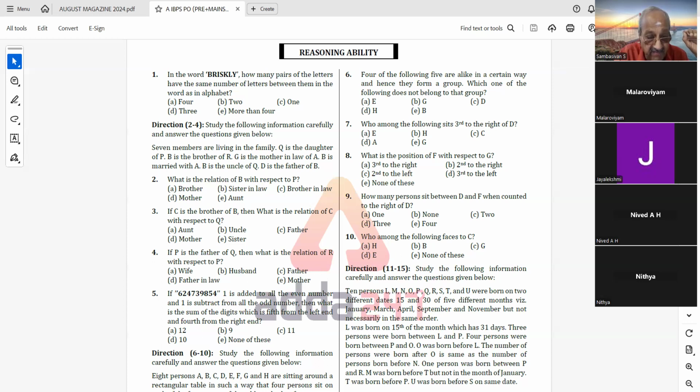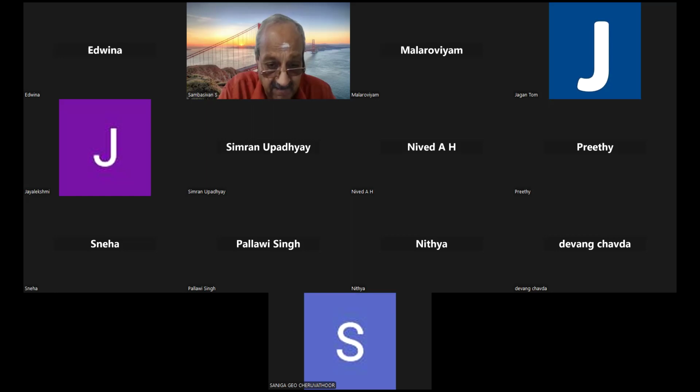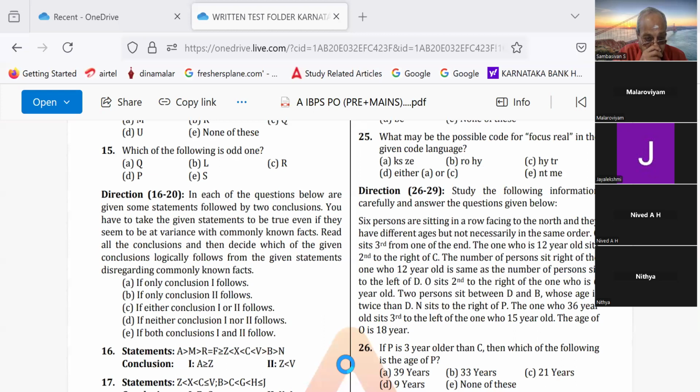Now we will go to questions 16 to 20. Please go through questions 16 to 20. I request Malarovium to read the question. Please read. Nitya, please read, because I think Malarovium is not able to. Sir, the question is not visible. Achha, it is not visible. How can it be? Are you seeing it now? Yes, sir.